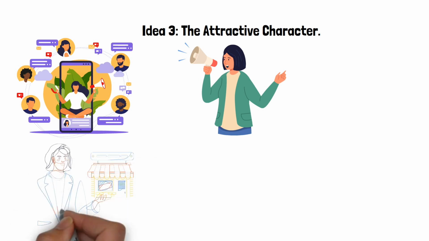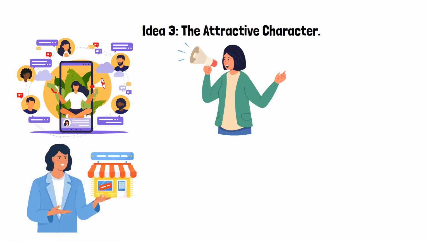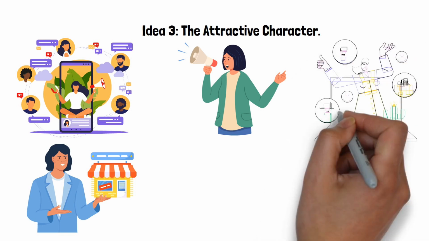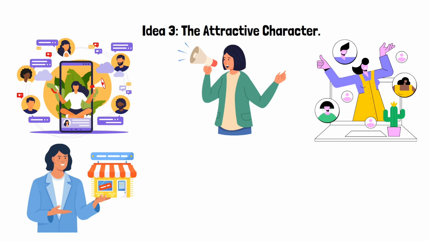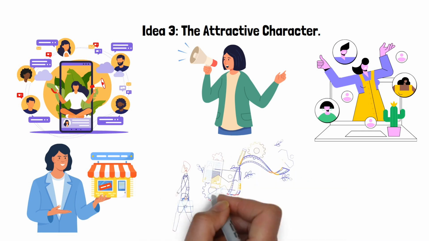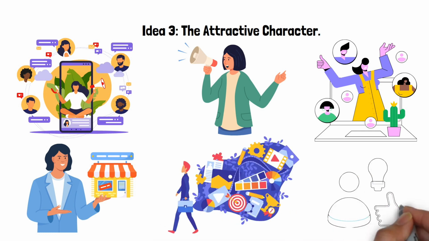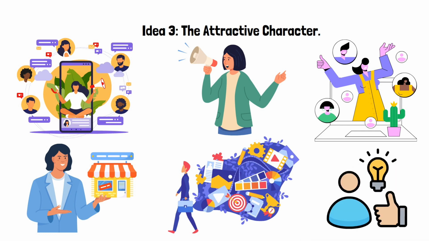This character can be you, the business owner, or a brand mascot. The goal is to build a relationship with your audience by being open, sharing stories, and showing your personality. The character should have a backstory, which is the unique experiences and journey that make them who they are. It helps the audience understand why the character does what they do and sees the world in their unique way.